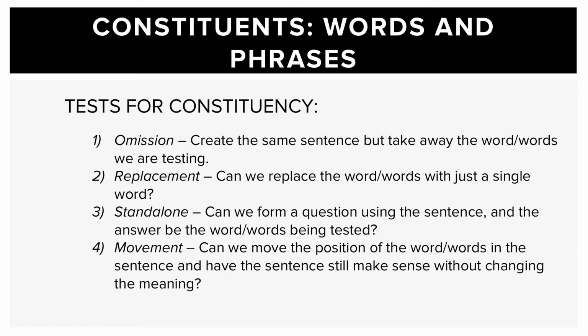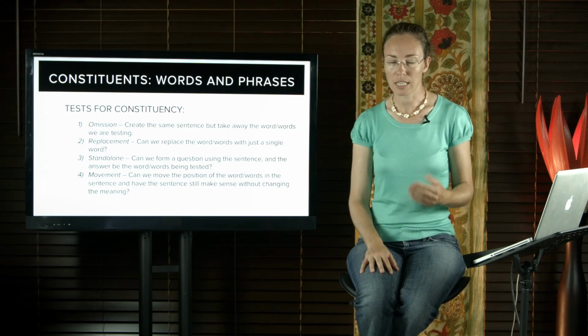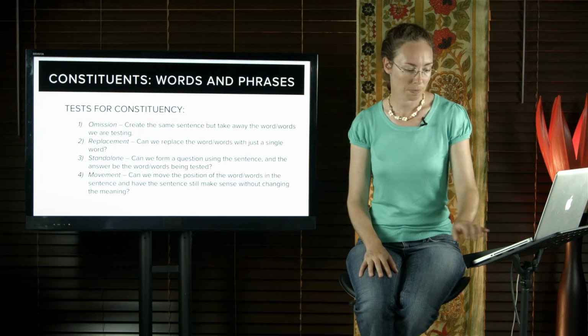So these are omission: create the same sentence but take away the word or the words that we're testing. Replacement: can we replace the word or the words with just a single word? The standalone test: can we form a question using the sentence and the answer be the word or the words being tested? And finally, movement: can we move the position of the word or the words in the sentence and have the sentence still make sense without changing the meaning?